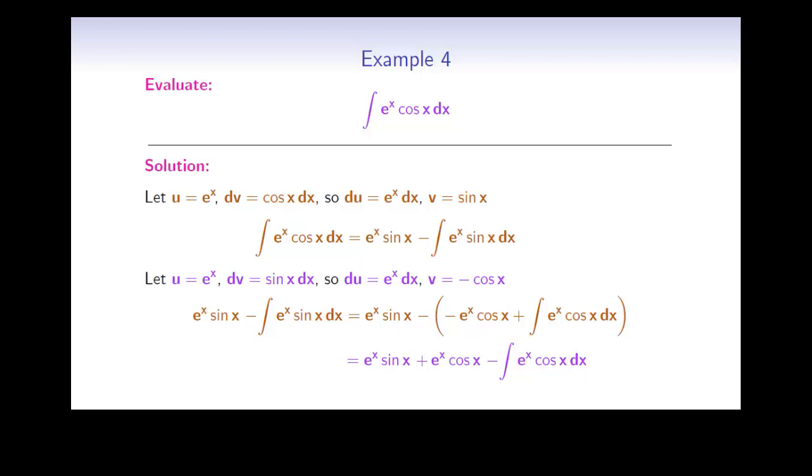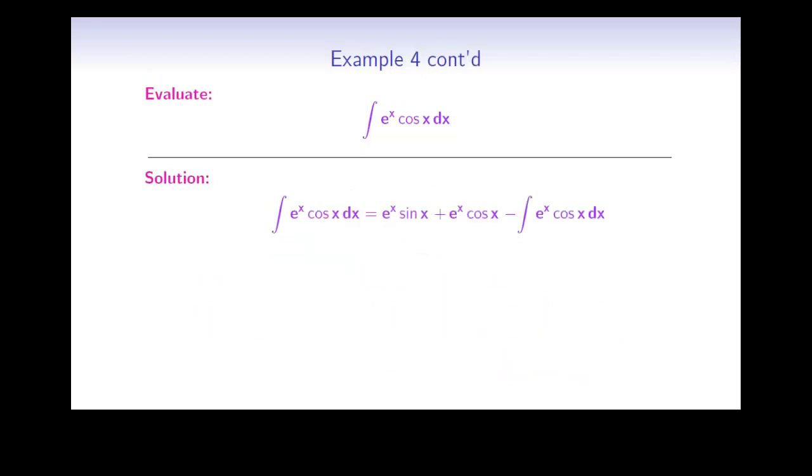Let's summarize what we've found so far. We have found that the integral of e to the power of x cos x dx is equal to e to the power of x sine x plus e to the power of x cos x minus the integral of e to the power of x cos x dx. That means that the new integral that we have is exactly the same as the original integral in the question.